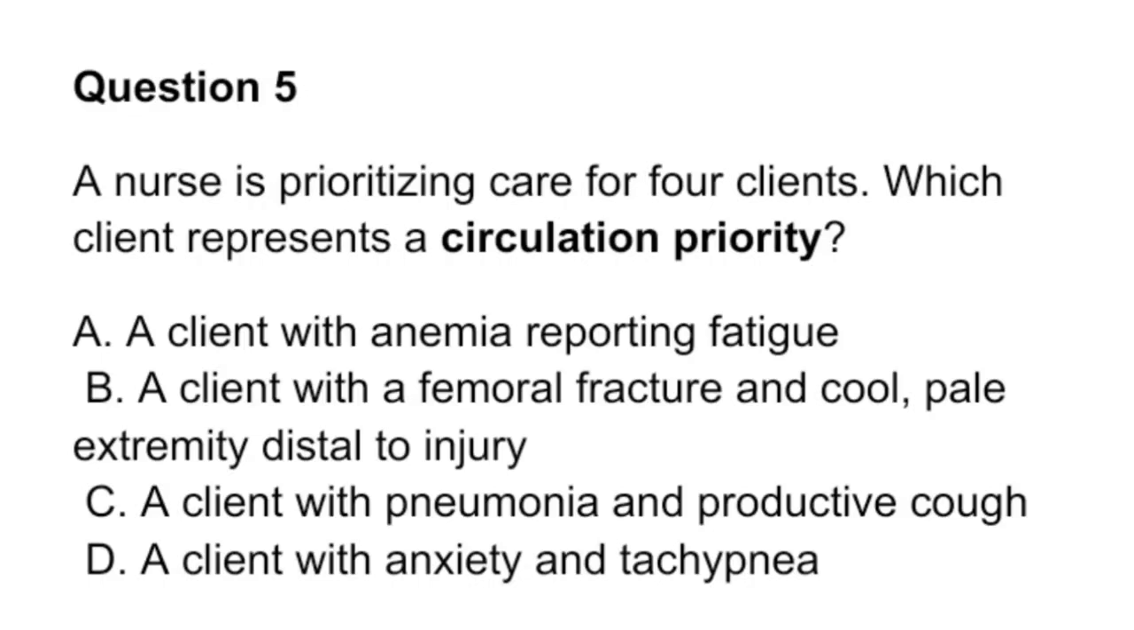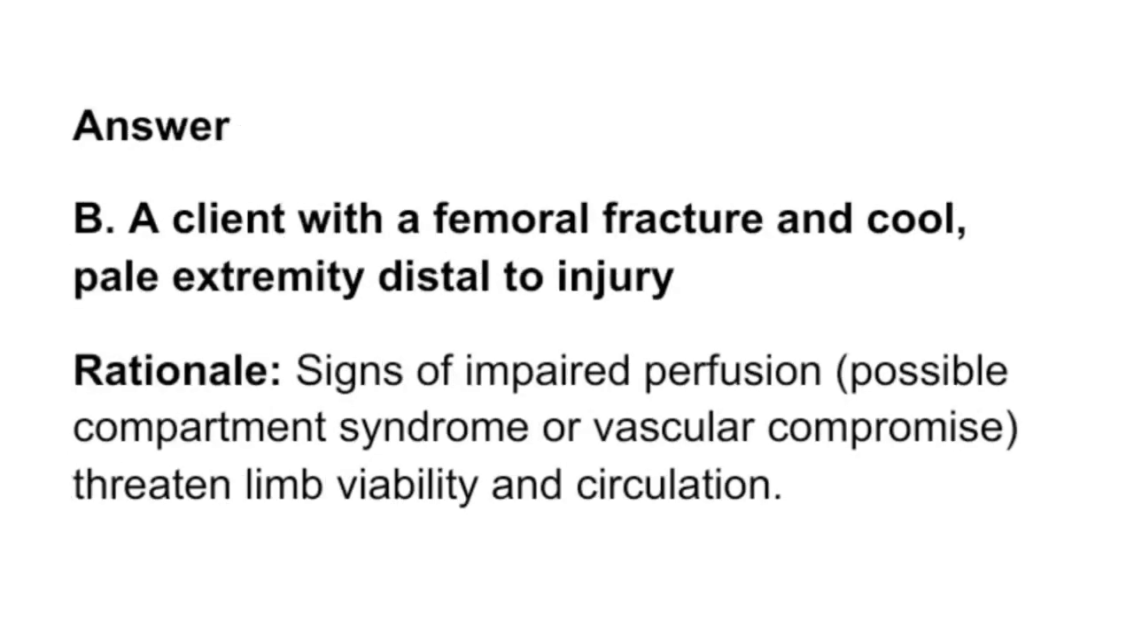A, a client with anemia reporting fatigue. B, a client with a femoral fracture and cool, pale extremity distal to injury. C, a client with pneumonia and productive cough. D, a client with anxiety and tachypnea. Answer: B, a client with a femoral fracture and cool, pale extremity distal to injury. Rationale: signs of impaired perfusion, possible compartment syndrome or vascular compromise, threaten limb viability and circulation.